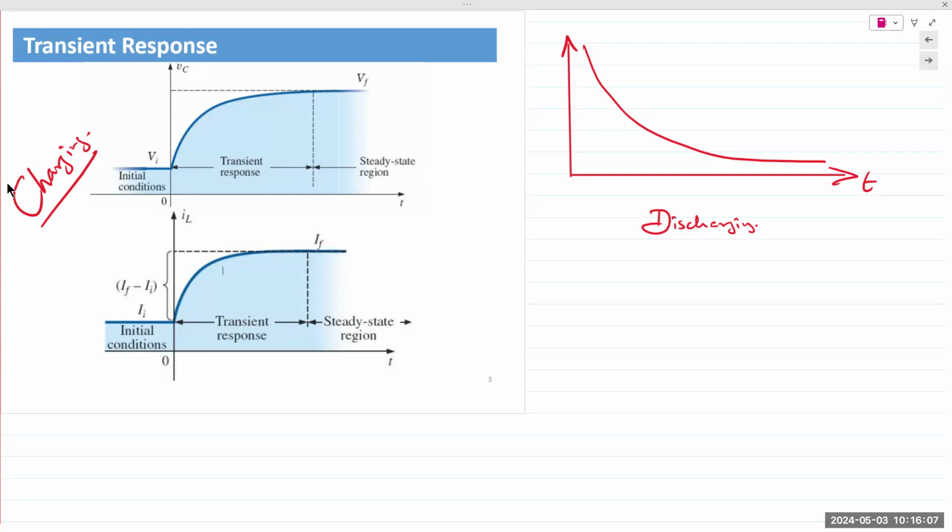Current is the rate of flow of charge, meaning the rate at which the electrons are moving and supplying the charge that is flowing through the circuit.